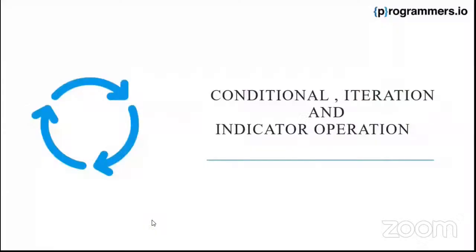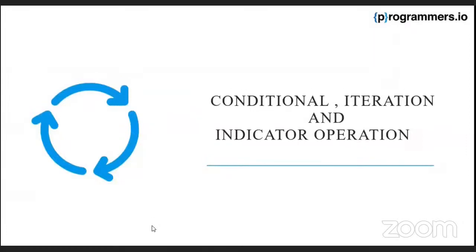So today's session is on conditional iteration and indicator operations. Conditional means sometimes we give a condition to execute a statement, and iteration means sometimes we want to execute the same thing again and again. And indicator operation is like a switch on and switch off. We will check what indicator operation does, and conditional iteration, in the next slides.